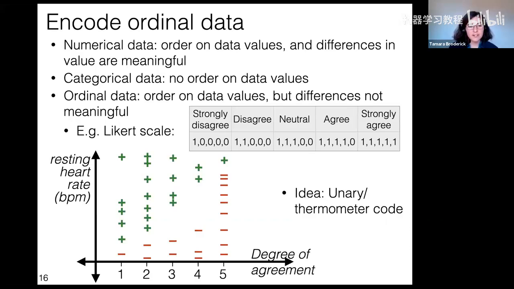Now, why is this called thermometer code? You could think of those ones as they go along as filling up this thermometer with mercury. So it's sort of like very low temperature at 1000, and it's very high temperature at 1111. So that's the origin of that term.